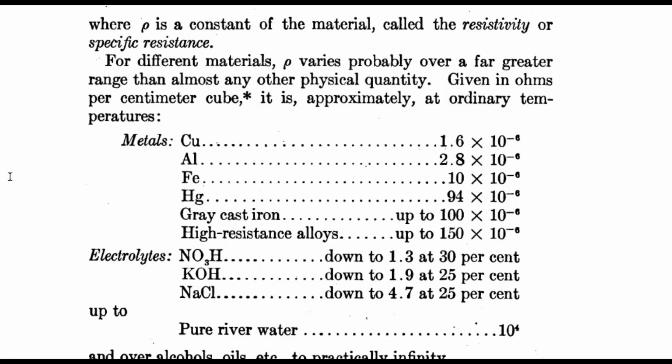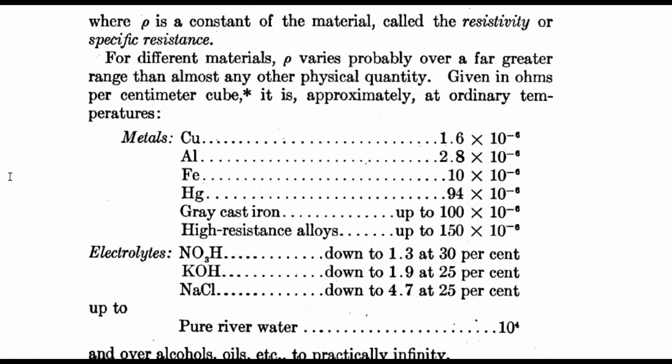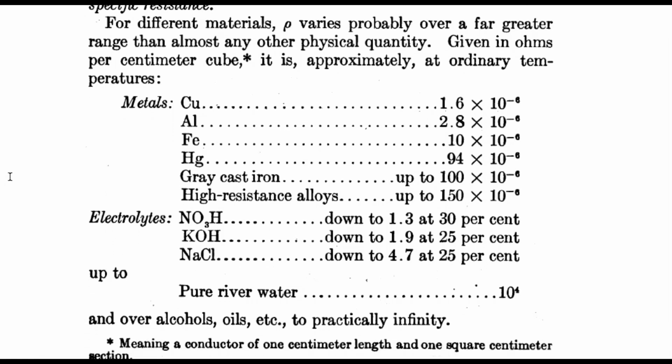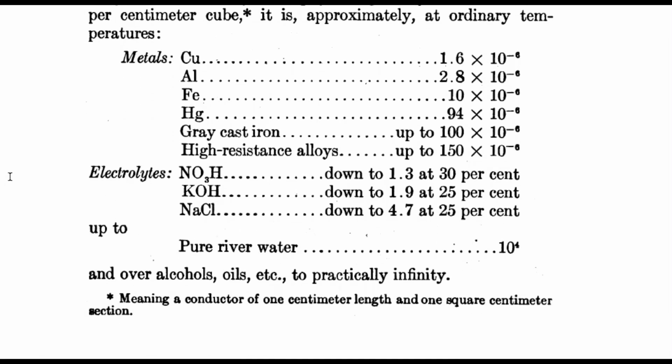Electrolytes. Nitric acid at 30% concentration is as low as 1.3. Potassium hydroxide at 25% concentration is as low as 1.9. Sodium chloride at 25% concentration is as low as 4.7. Values increase from pure river water and extend over alcohols, oils, and similar materials to practically infinity. Note, these values assume a conductor of 1 centimeter length and 1 square centimeter cross-sectional area.